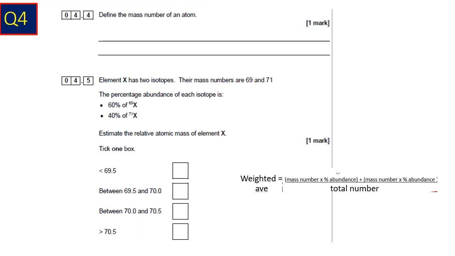So define the mass number of the atom. So that's going to be the number of protons plus neutrons. Nice and straightforward. 4.5, element X has 2 isotopes. Their mass numbers are 69 and 71, and we're told their percentage abundance. Estimate the relative atomic mass of element X.